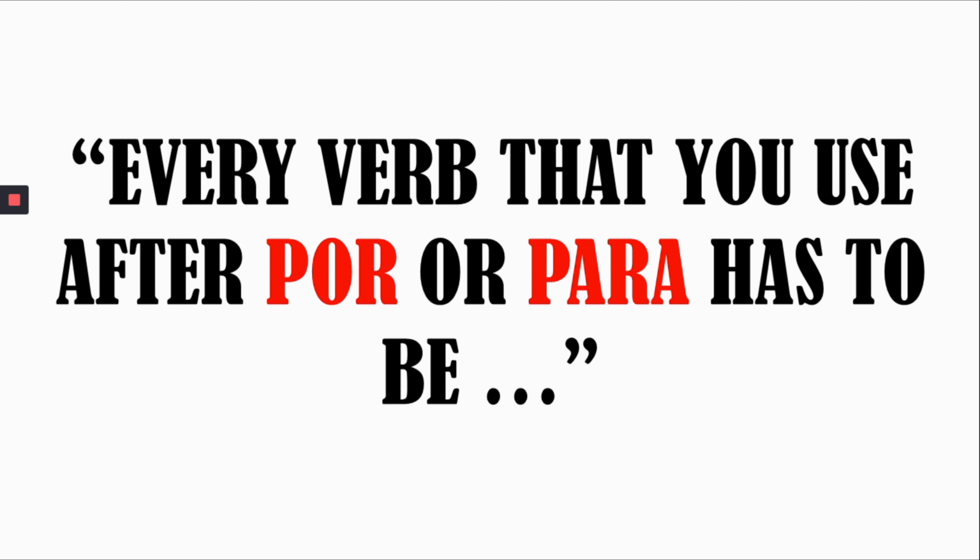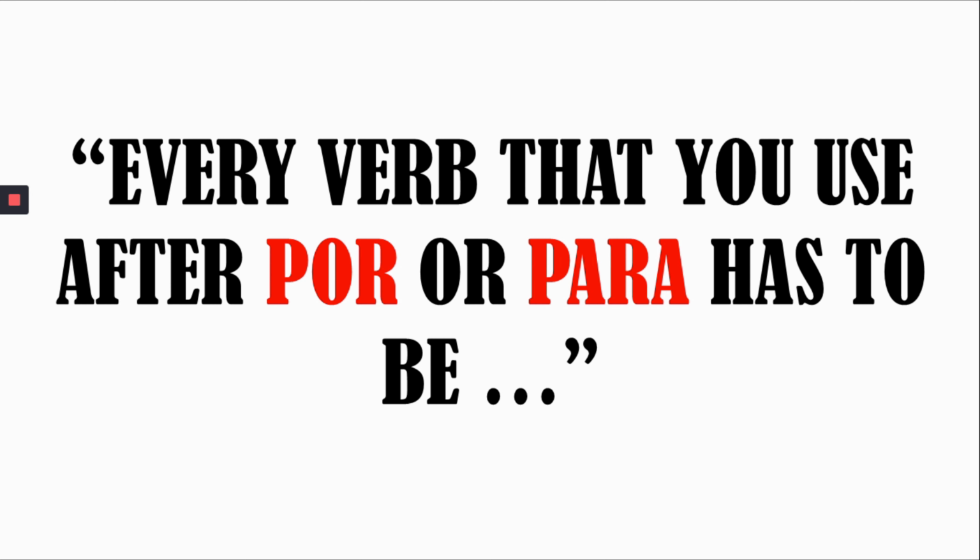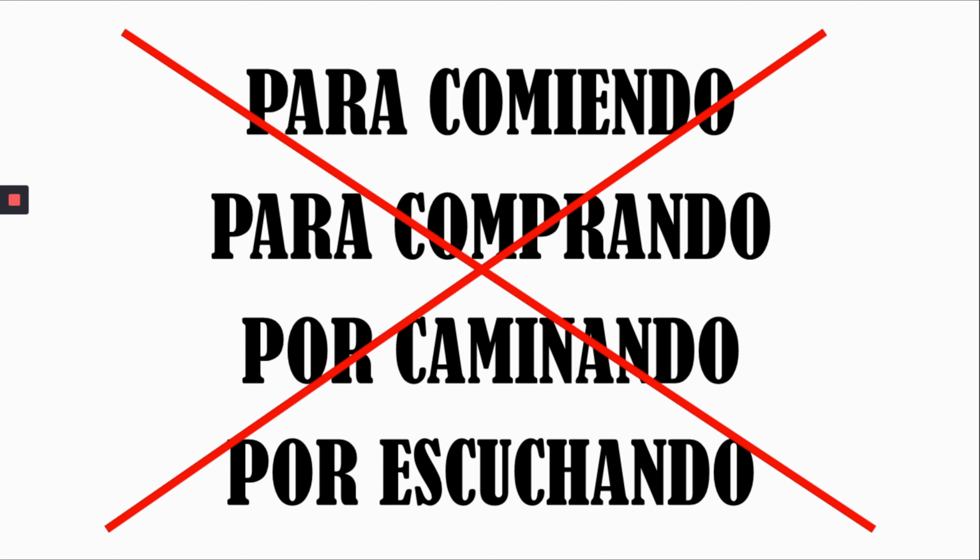But the first rule that I would like to mention here, the first thing that you need to know, is that every verb that you use after por or para has to be in infinitive. Yes, every verb that you use after por or para has to be infinitive. With this I mean that you cannot say things like para comiendo, para comprando, por caminando, por escuchando, etc. That's a very common mistake.